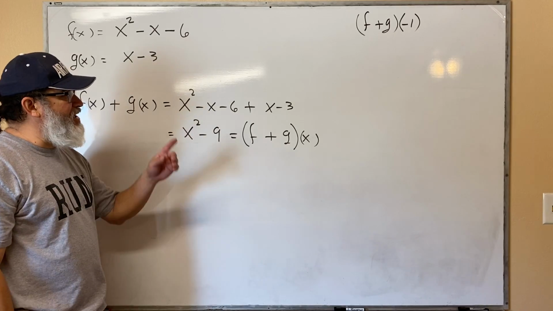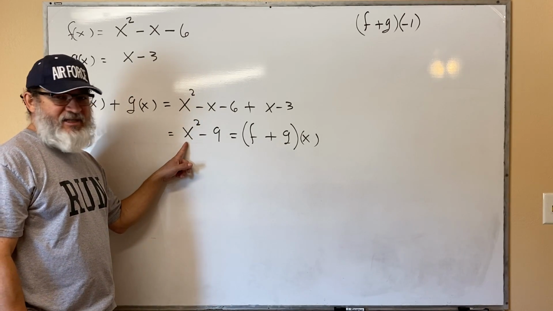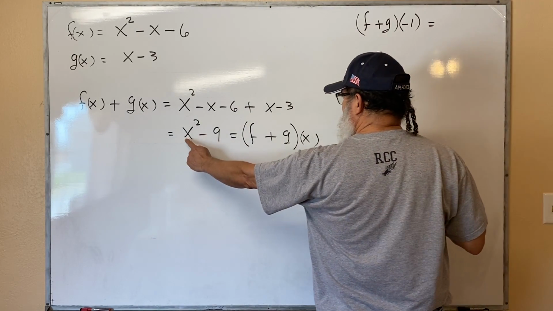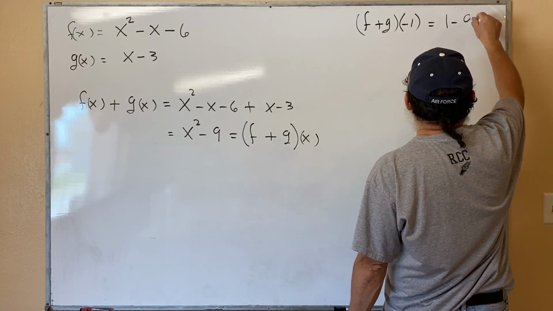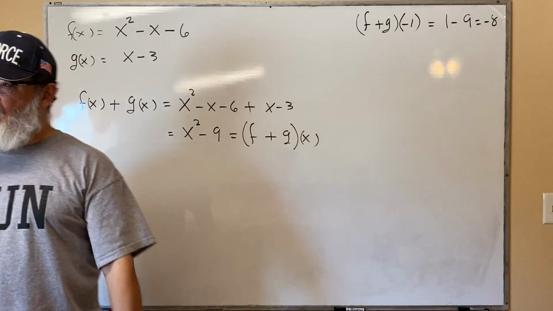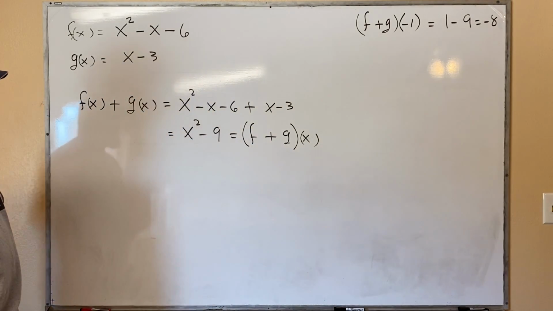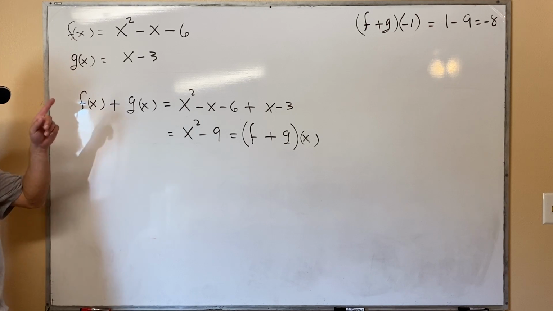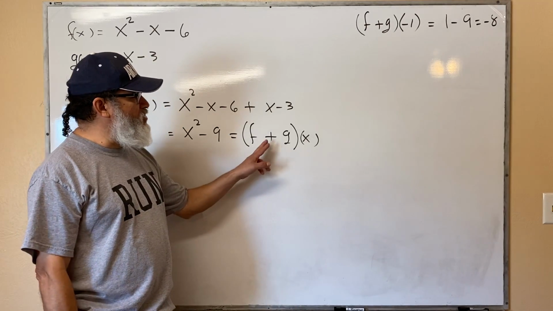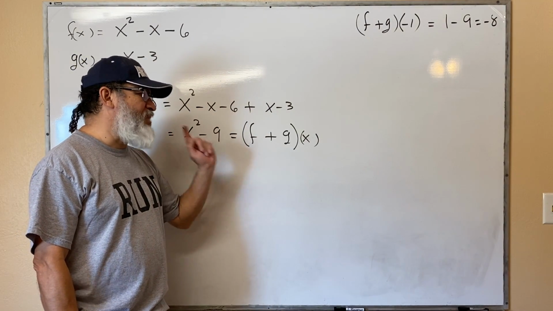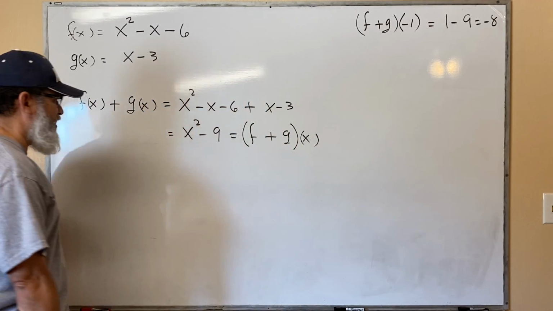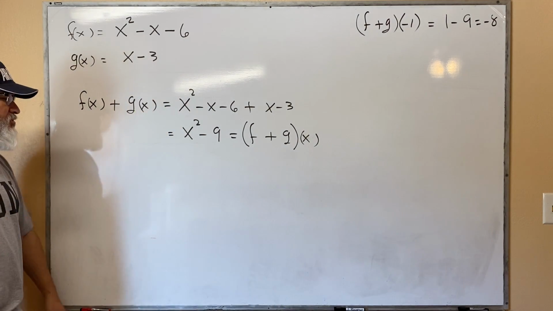Well, all we have to do is plug in -1 into x squared minus 9. And so therefore, we're going to get -1 squared is 1, minus 9 equals -8. Okay? And so there we have function notation, the sum of two functions. That's the function notation that we're going to use, okay? So every time you see this notation, basically this is the addition of two functions, okay?